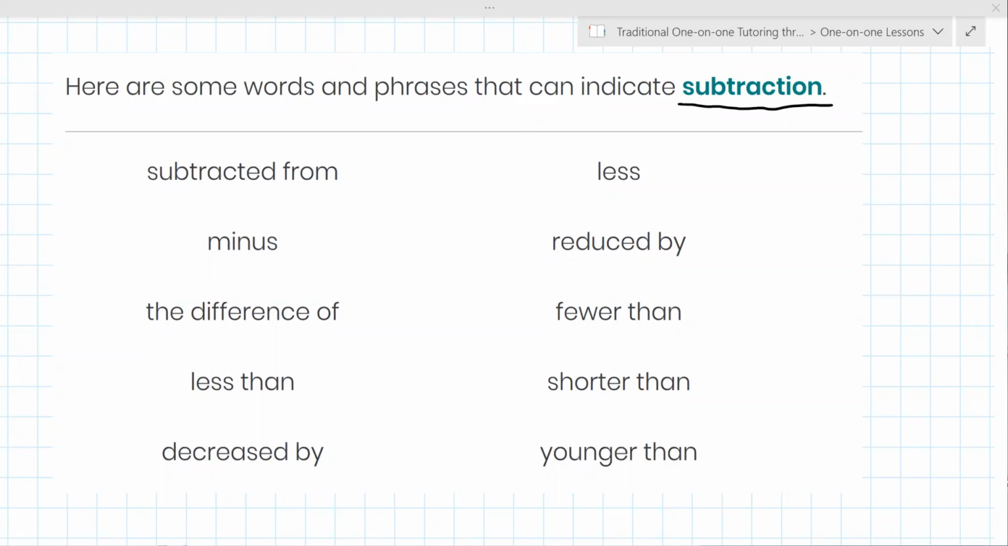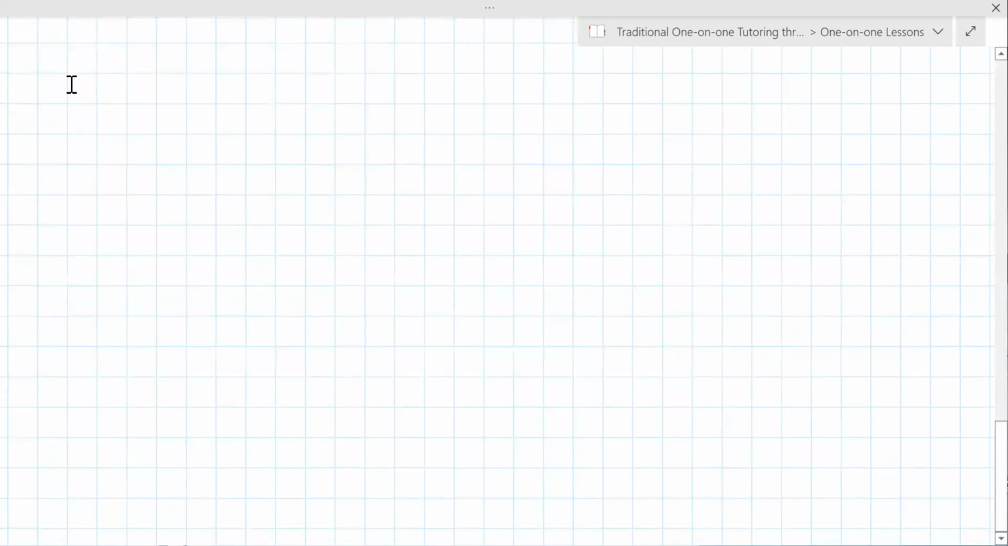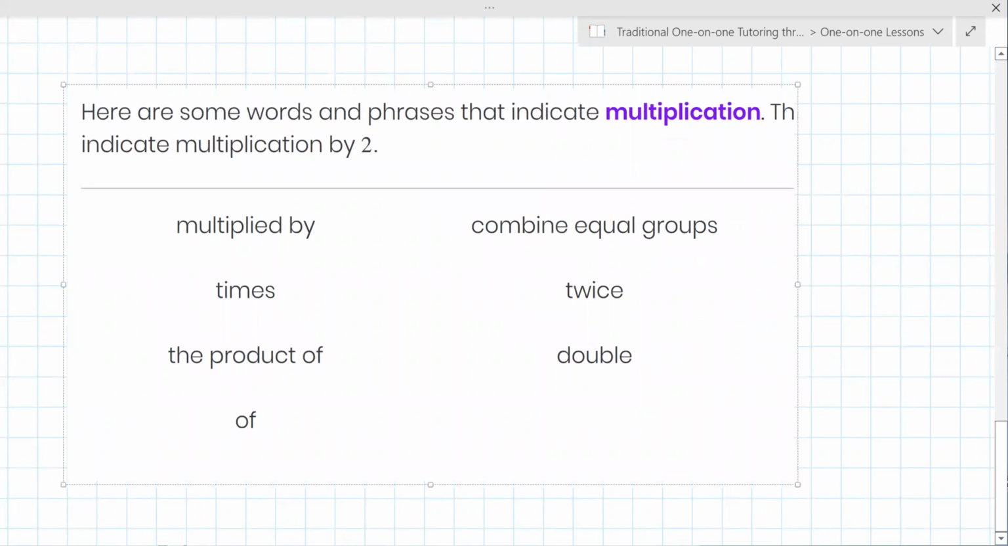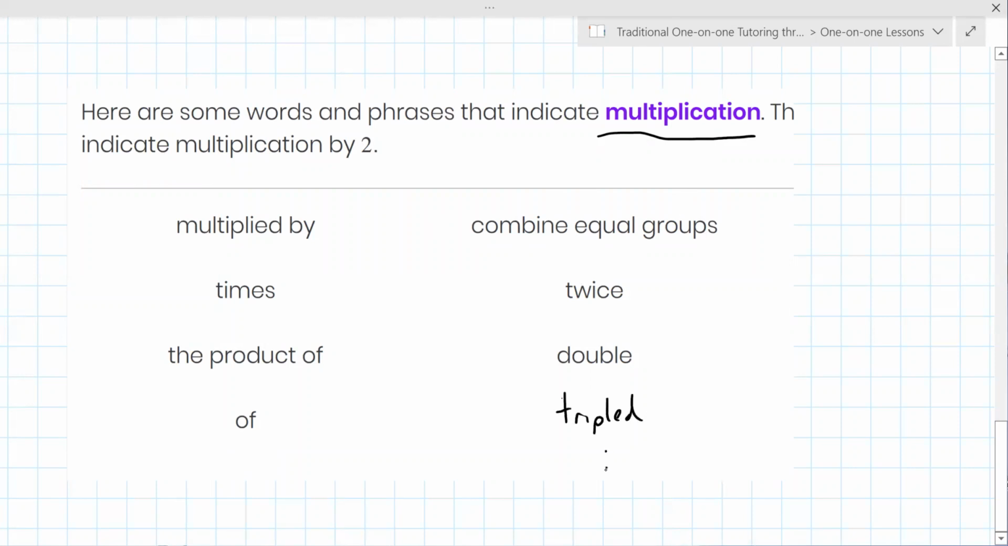So let me snip these in. Just look at these. It'd be great to have these on a note card to review, but here you go. Multiplication could be multiplied by, times, the product of, by itself. That's a tricky one because you have to look at it in context. Combine equal groups, that one's not used very often. Twice, doubled. You could go on here. You could say tripled.